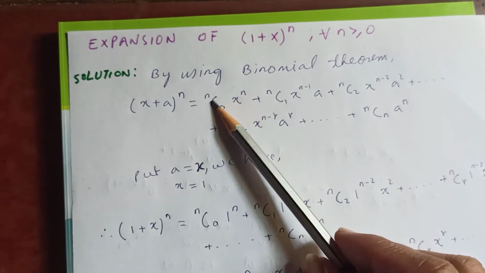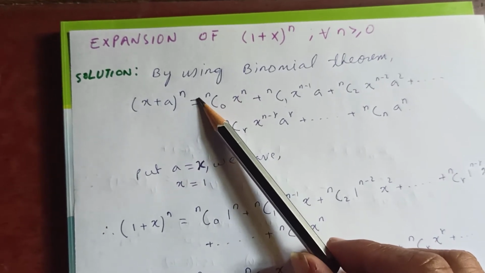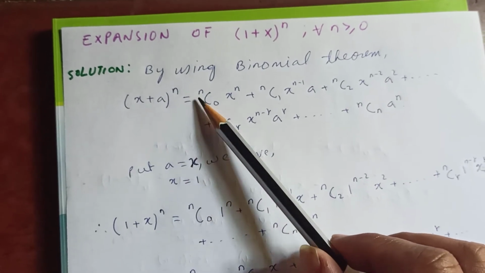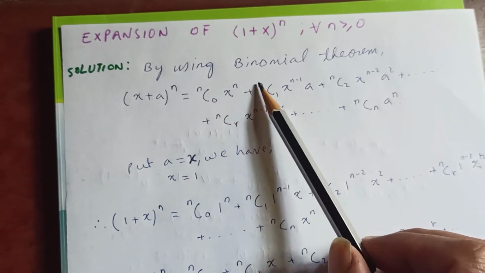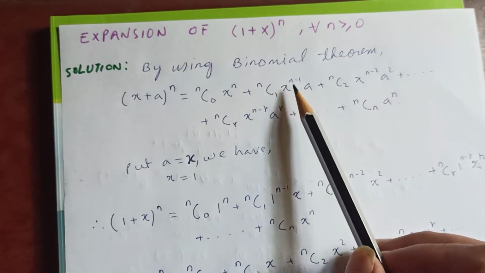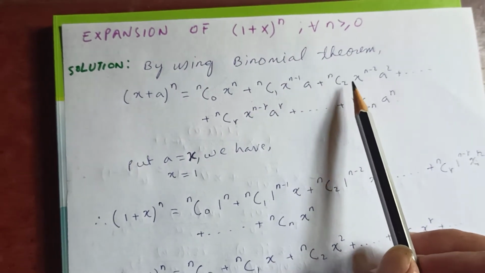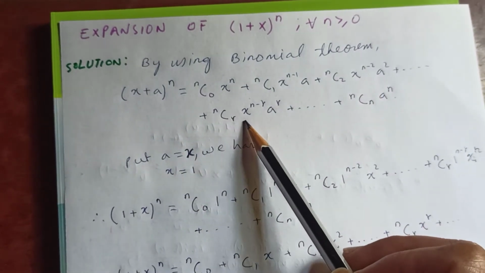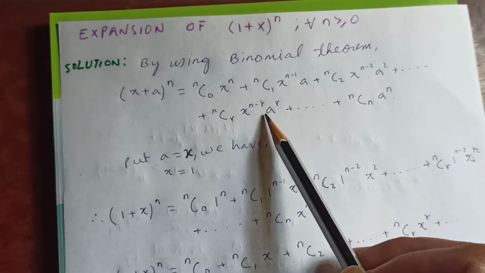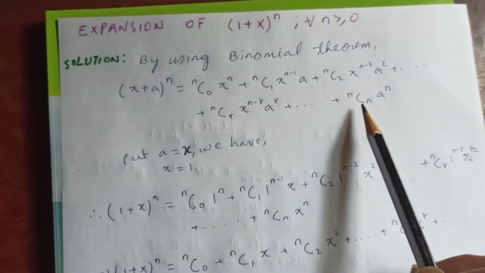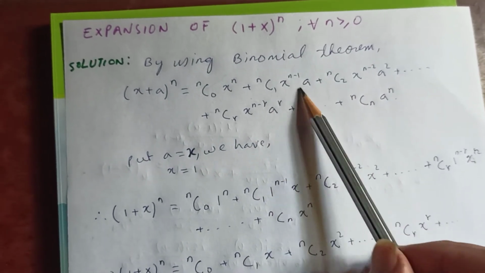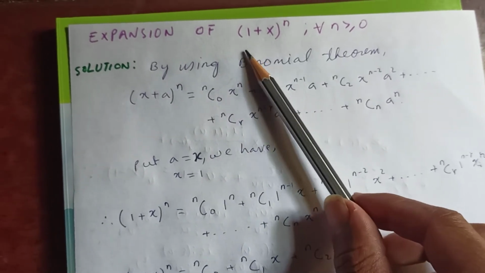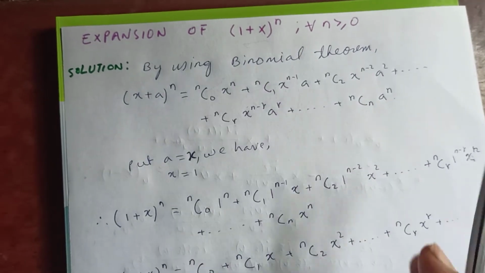Earlier we proved the binomial theorem: (x + a)^n equals nC0 x^n plus nC1 x^(n-1) a plus nC2 x^(n-2) a^2 plus and so on, plus nCr x^(n-r) a^r, plus and so on, plus nCn a^n. So this is the binomial theorem. Now, using this, we are going to prove the expansion of (1 + x)^n.